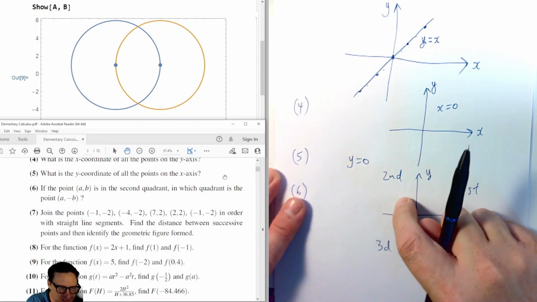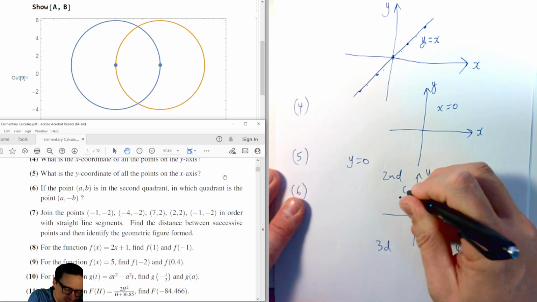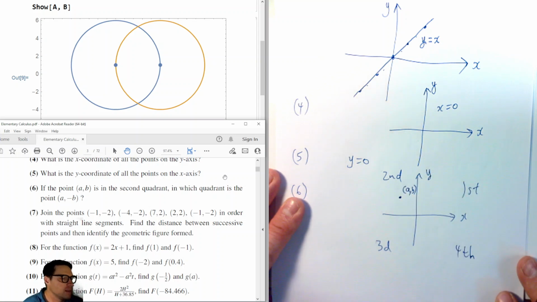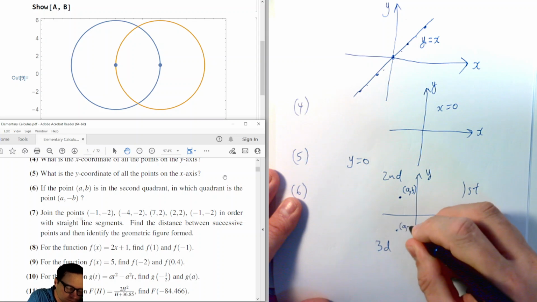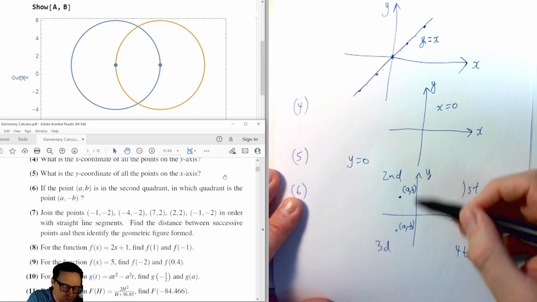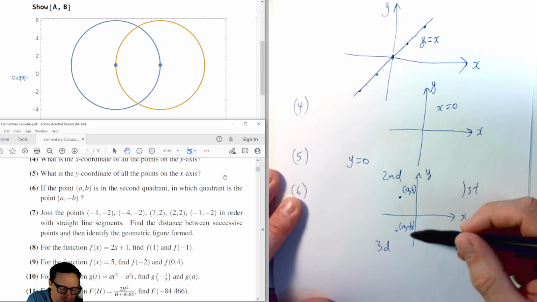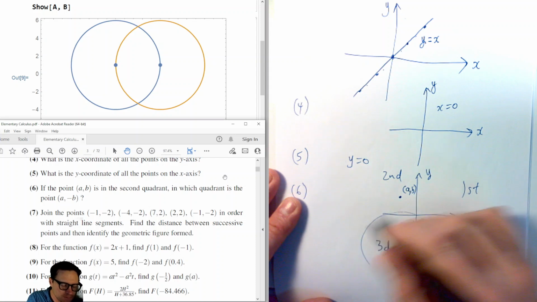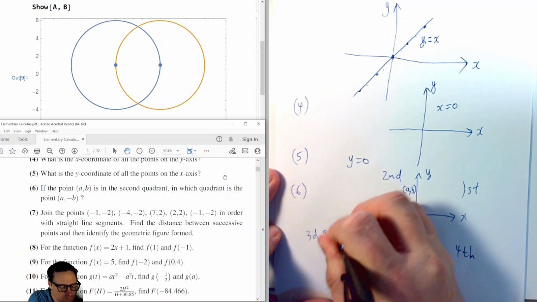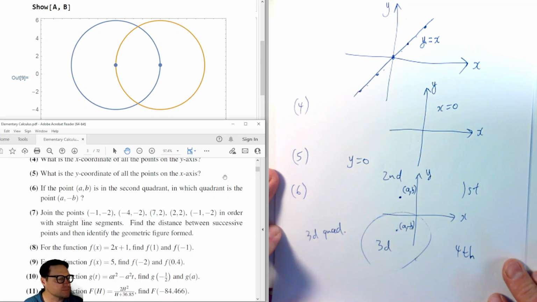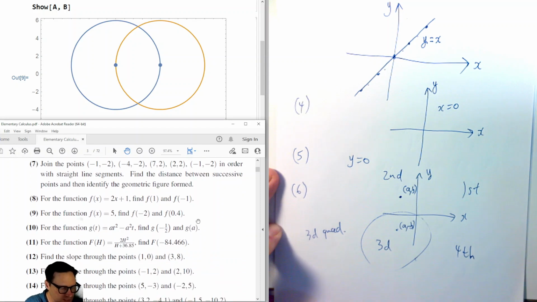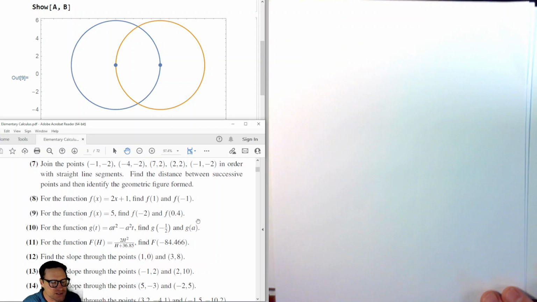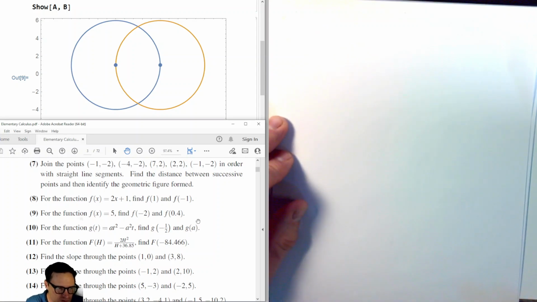And so if (A, B) is in the second quadrant, let's find it. Let's say it's there, (A, B). In which quadrant is the point (A, minus B)? Well, (A, minus B) is down here, because the minus B reflects about the x-axis. Okay, so it appears in the third quadrant. Okay, so that answers question 6. Next question, join the points (minus 1, minus 2), (minus 4, minus 2), and so on in order with straight line segments.